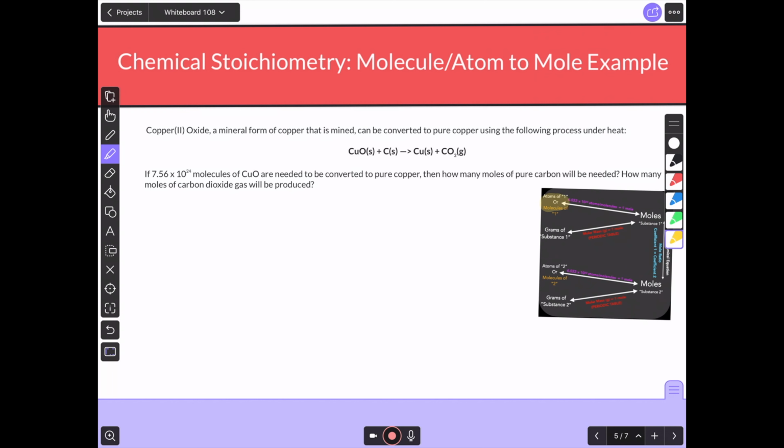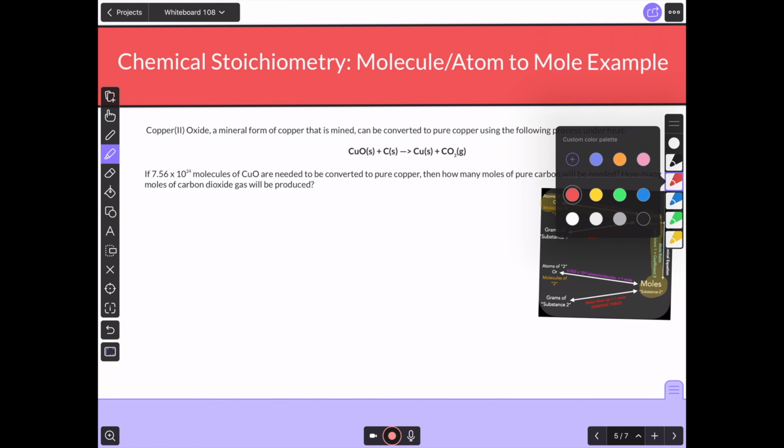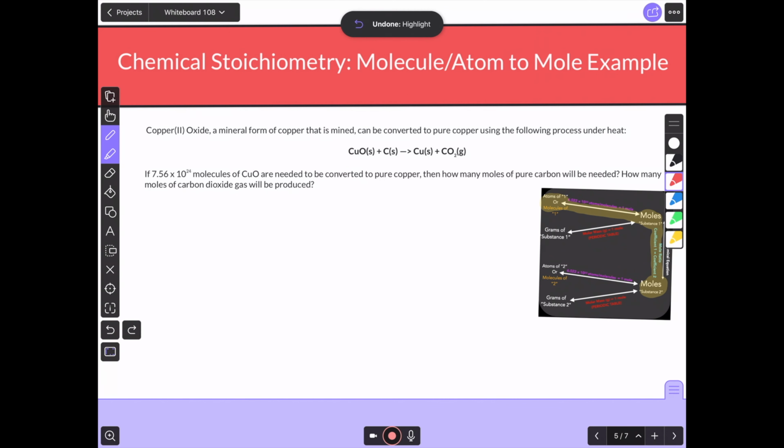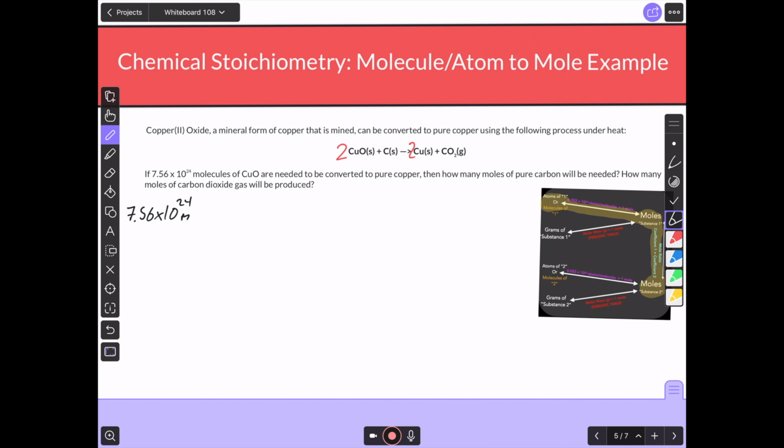And so if you're just going from molecules to moles, first you need to get your molecules of your substance to moles of your substance, and then you use the balanced equation to get to moles of the actual substance that you're looking for, right? So again, we need to have a balanced reaction. So that was 2 and 2. And as always, we start with the number that's given to us, 7.56 times 10 to the 24 molecules of CuO. And we're doing it twice.